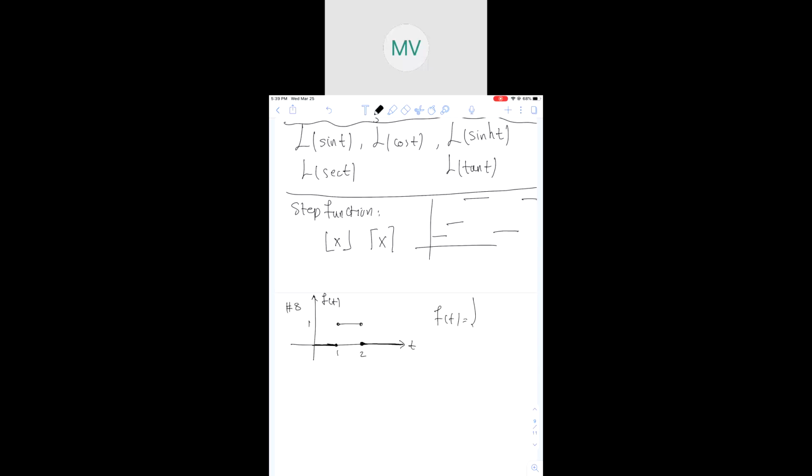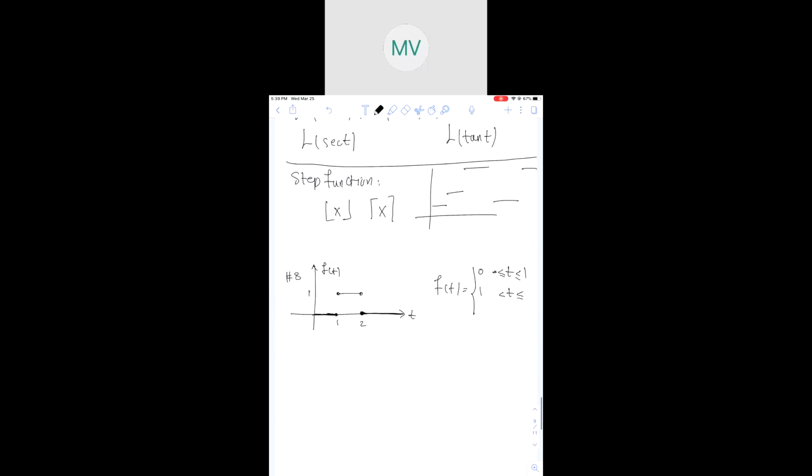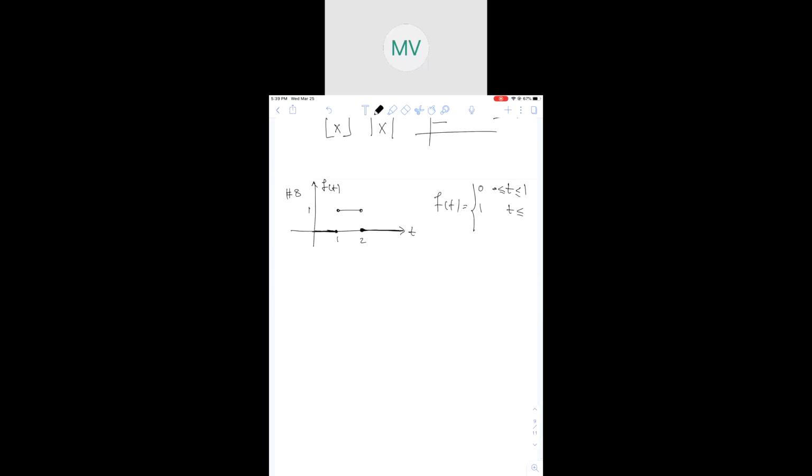Well, you can literally write down the piecewise equation for this function. It's 0 when t is bigger than or equal to 0, less than or equal to 1. It's 1 if t is bigger than 1, less than 2. And if t is bigger than or equal to 2, it's 0 again, okay? And you literally write down the formula for Laplace of a piecewise function.